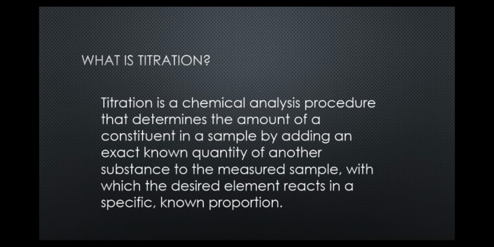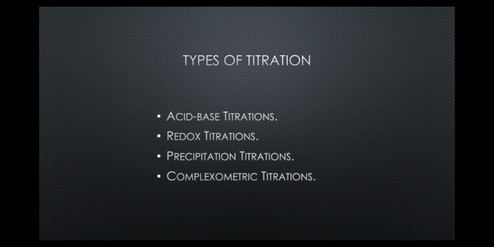So what is titration? Titration is a chemical analysis procedure that determines the amount of a constituent in a sample by adding an exactly known quantity of another substance to the sample, with which the desired element reacts in a specific known proportion. The types of titration are acid-base titration, redox titration, precipitation titration, and complexometric titration.